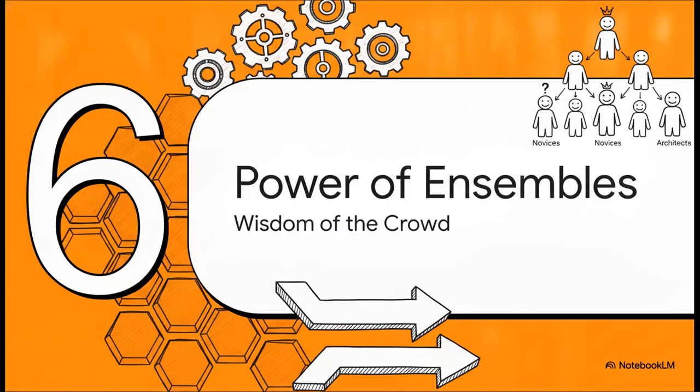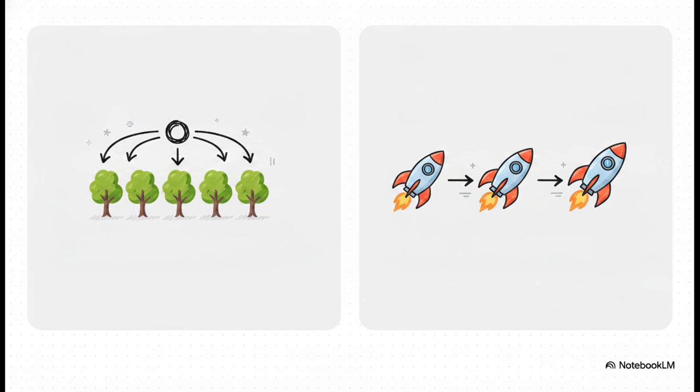And finally, Section 6, the power of ensembles, the wisdom of the crowd. Combining multiple models is really what separates the novices from the master architects. There are two major philosophies here. First, bagging. Think random forests. Bagging averages away individual noise by training models independently in parallel on resampled data. It primarily attacks high variance.